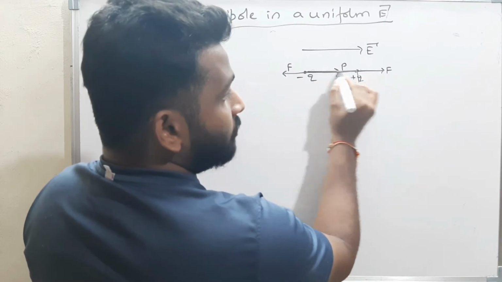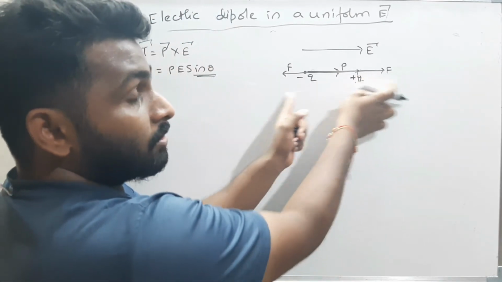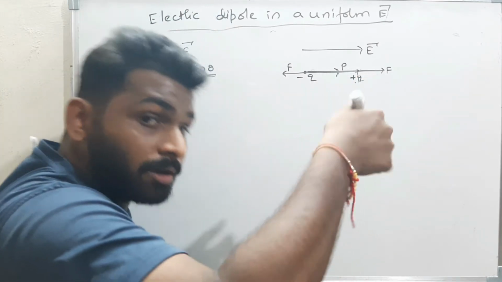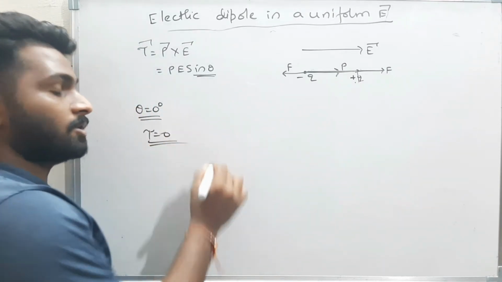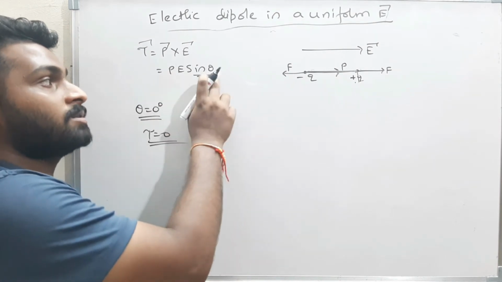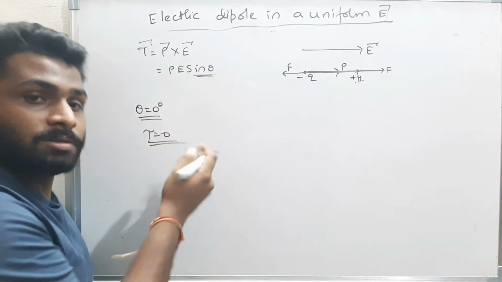This is the line joining the two charges. The forces are along that line. Therefore, this dipole can't rotate. If the dipole can't rotate, then what is the torque? It is 0. Therefore, the torque is pE sin theta, and when theta is equal to 0, the torque is 0.